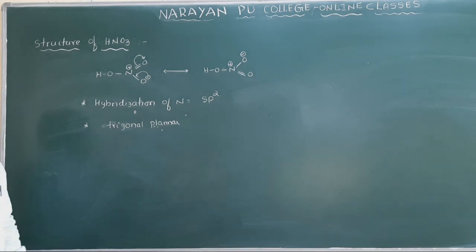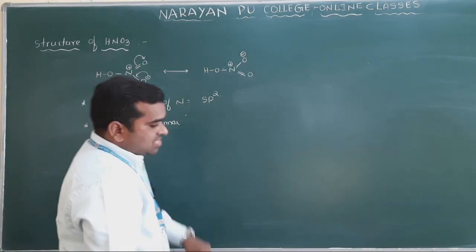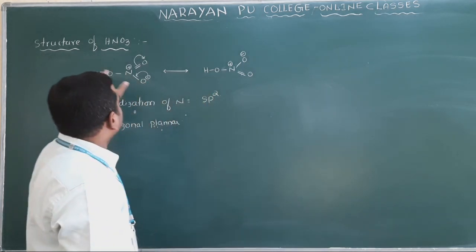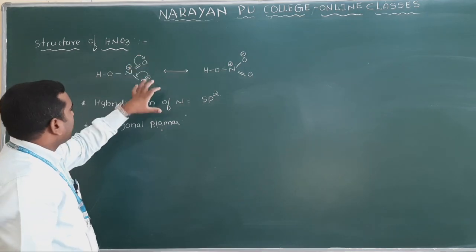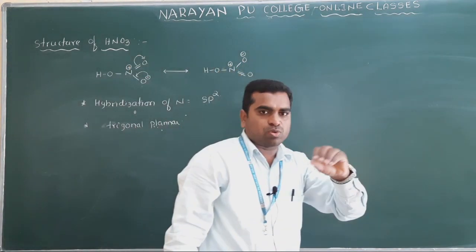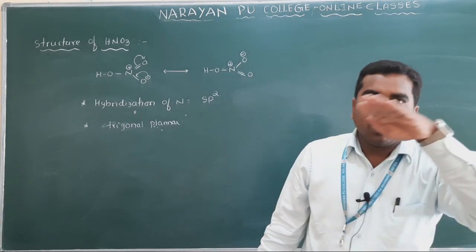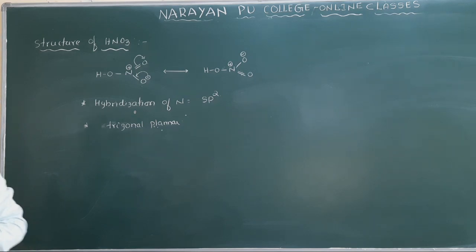This is the structure. Clear? So this is the structure of HNO3, nitric acid. All atoms, the OH, the double bond O and O minus, and here also OH, O minus and double bond O and nitrogen, all are present on the plane only. Clear? So this is about the structure of HNO3.